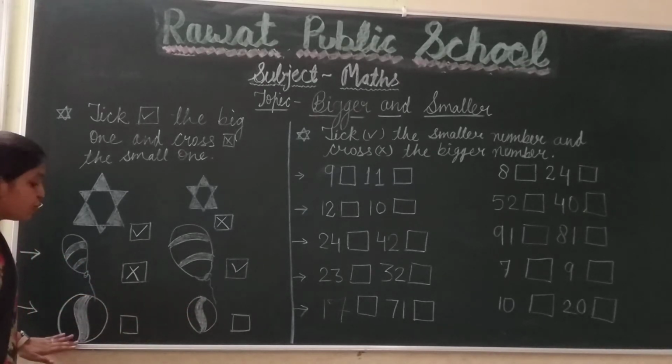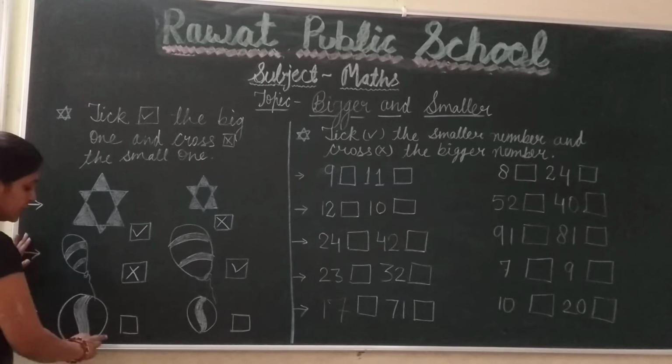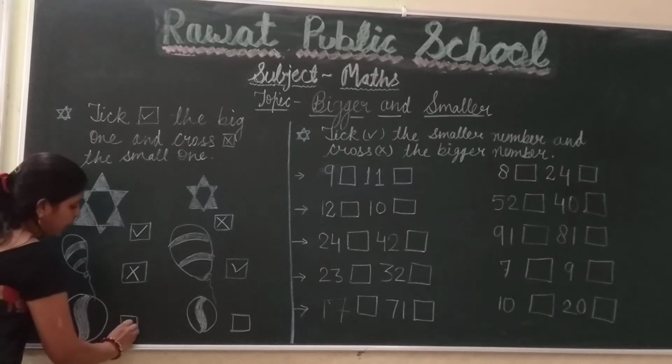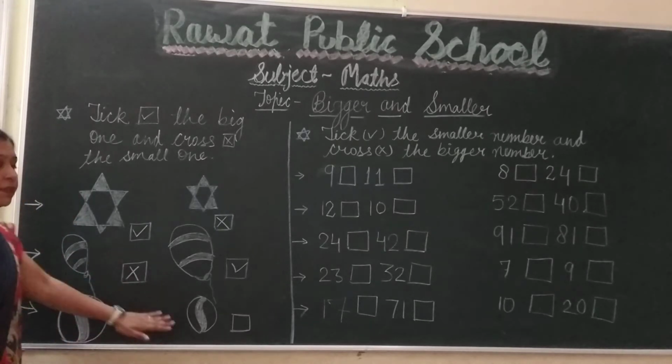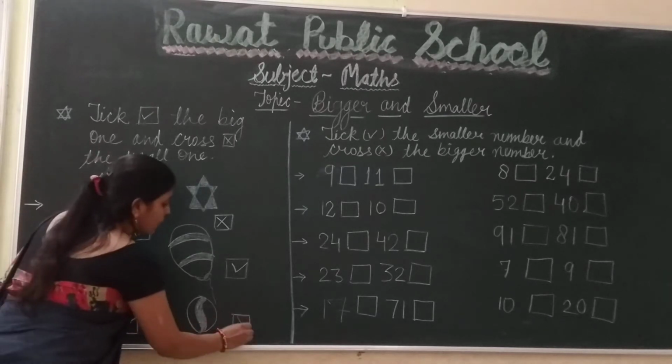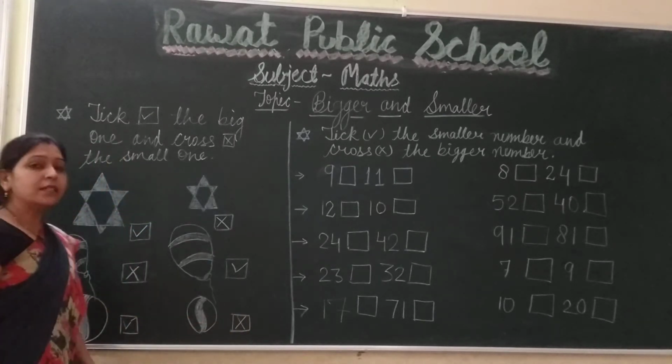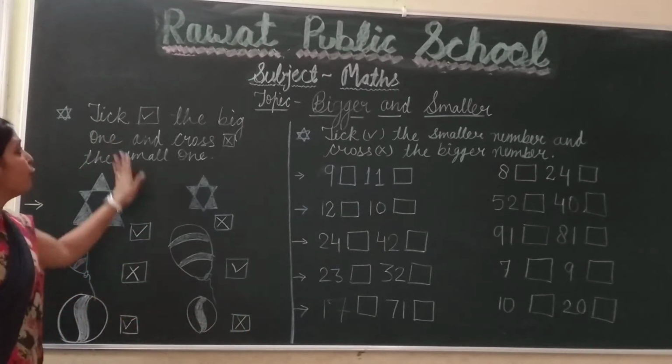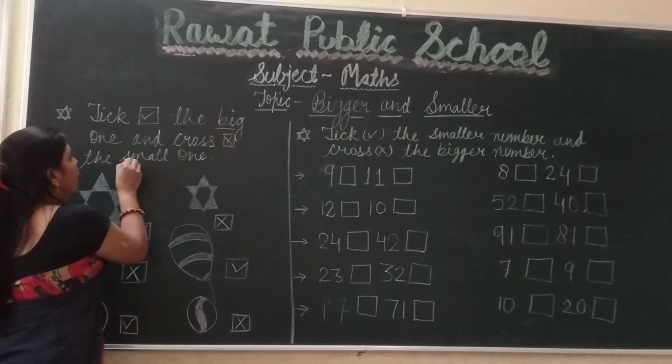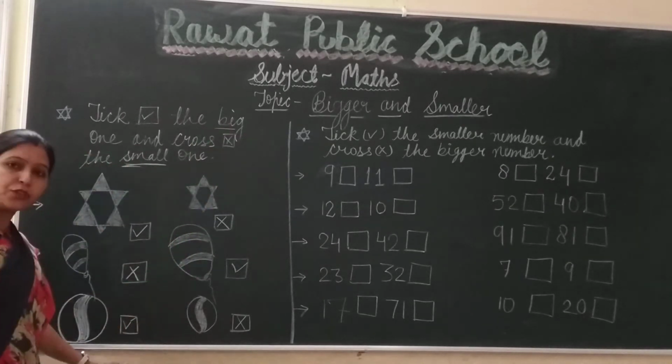So find out which one is big. Yes, this picture is big. That's why tick. And this one is small. So cross it. Okay, students. So this is the exercise of big and small with the help of pictures.